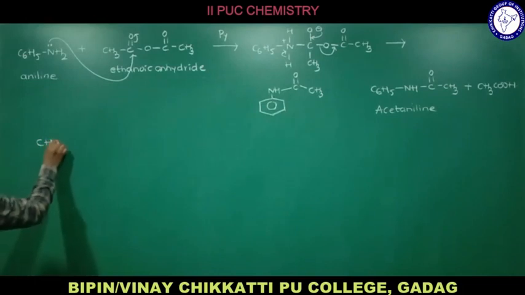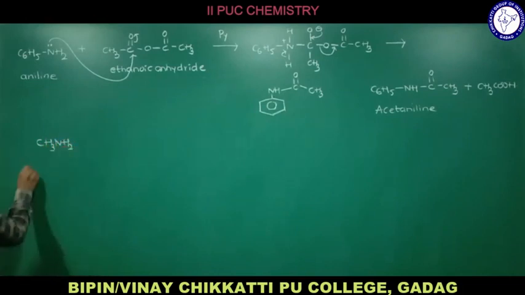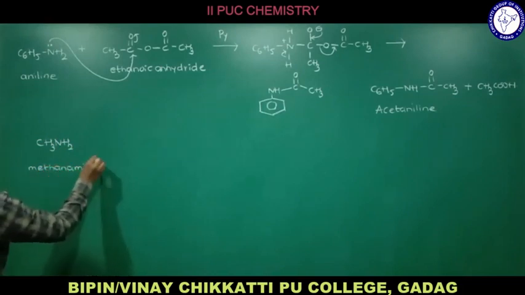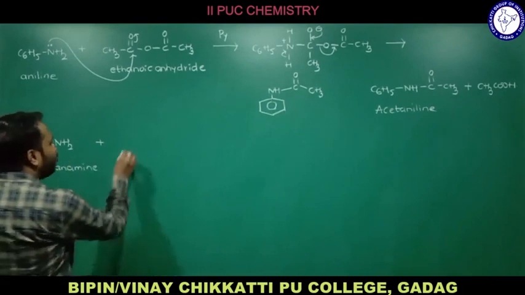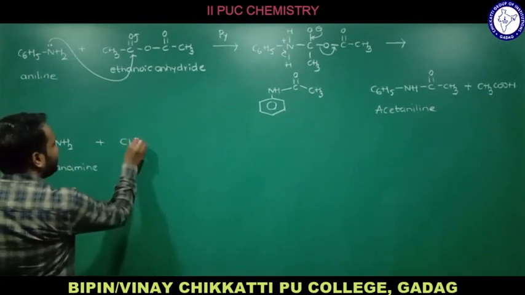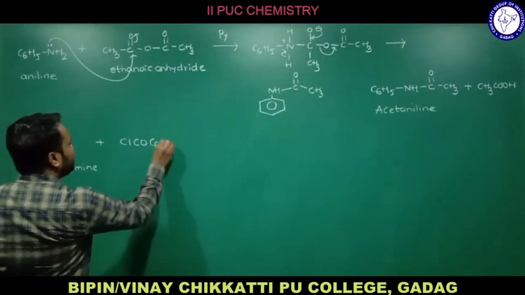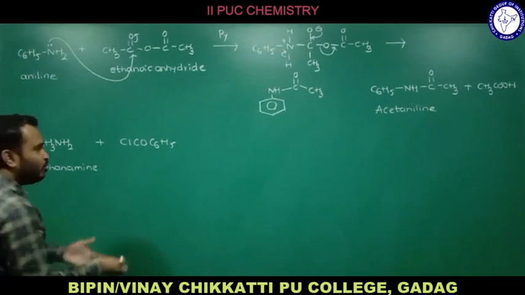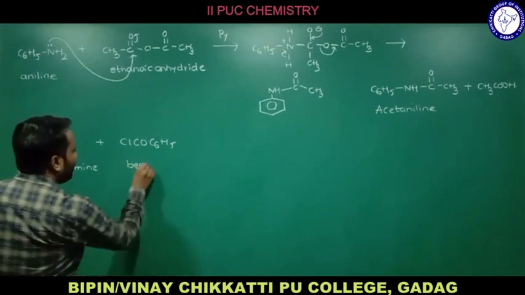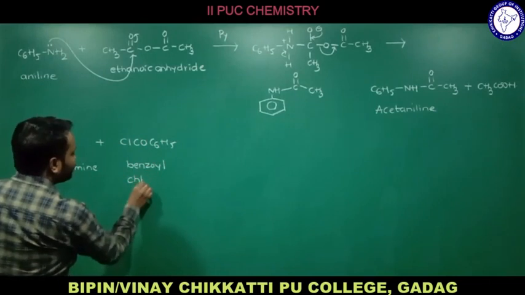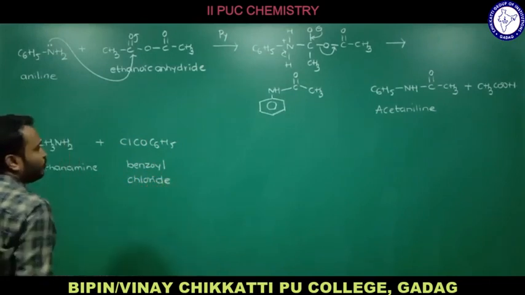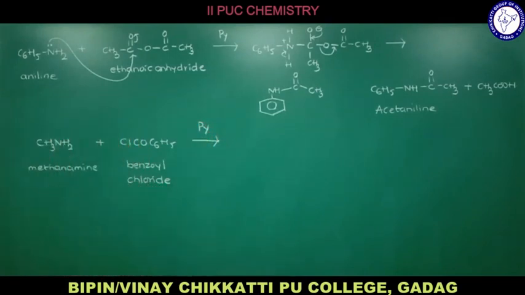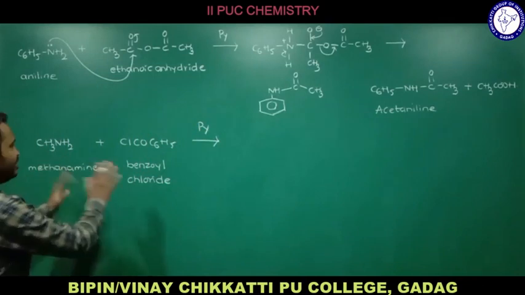One more example we will see. I will consider CH3NH2, that is the primary amine, methanamine, methylamine you can consider, when it reacts with one kind of acid chloride, and that is ClCOC6H5 I am going to consider. So C6H5 we have, and this is benzoyl chloride. So when benzoyl chloride reacts with amine, especially primary amine, in the presence of base, what happens? There is elimination of HCl.